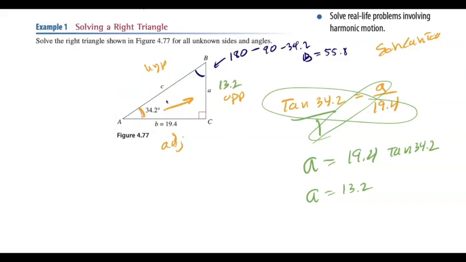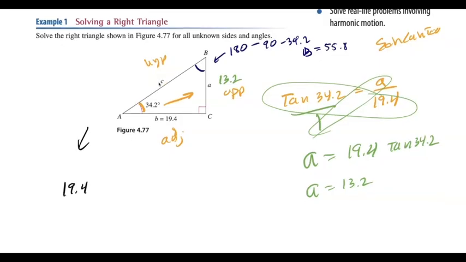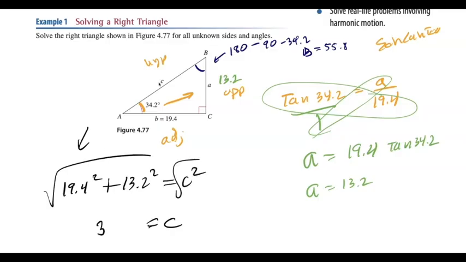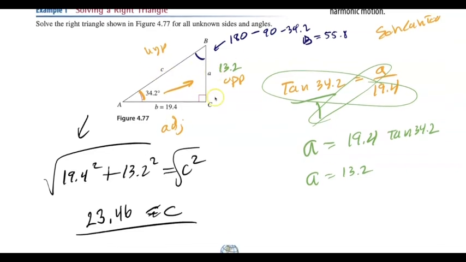Well, in this case, I could just do the Pythagorean theorem. If you want, you could do cosine to figure out C. I'm just going to do Pythagorean theorem. 19.4 squared plus 13.2 squared equals C squared. Square root both sides. And C is an equal. I did it on the calculator off camera just to save you guys some time watching me type numbers into our calculator. I'm going to get about 23.46. Make sure it works. C should be the biggest. It is bigger than these two. It does make sense. That's how you do the first one.